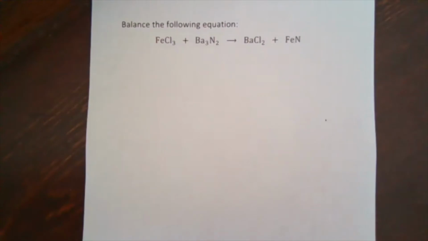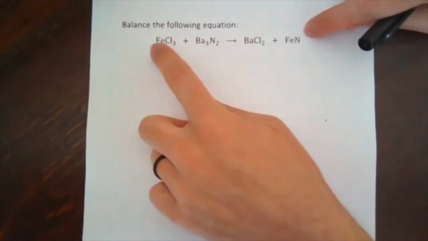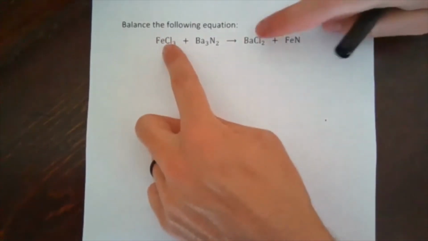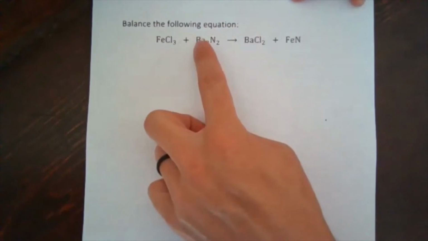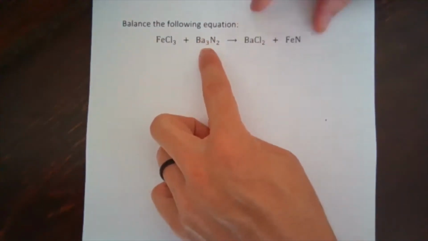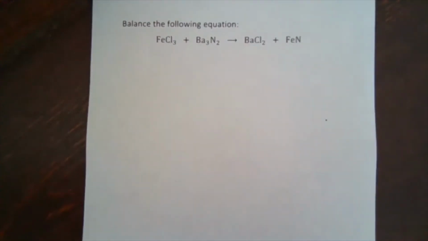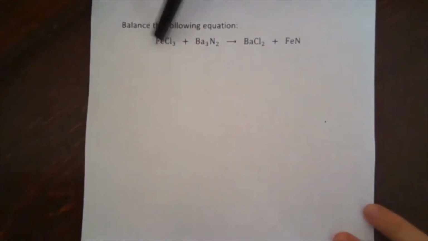Again, we're going to work one atom type at a time. If we look, Fe in one reactant, Fe in one product, chlorine, one reactant, chlorine, one product, barium, one reactant, barium, one product, nitrogen, one reactant, nitrogen, one product. So there's nothing that's a bad choice. We're just going to work our way left to right.